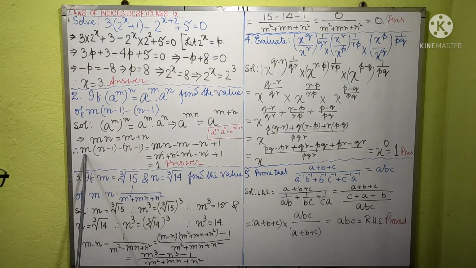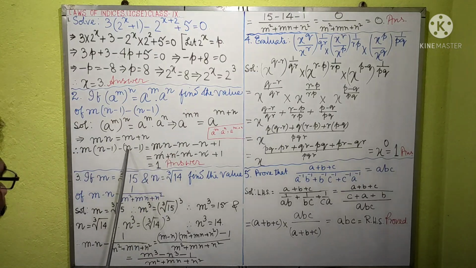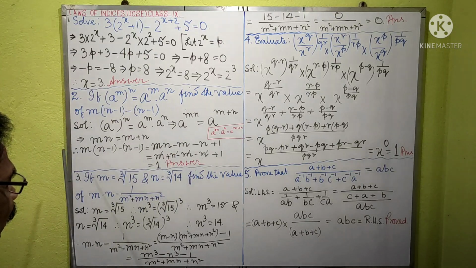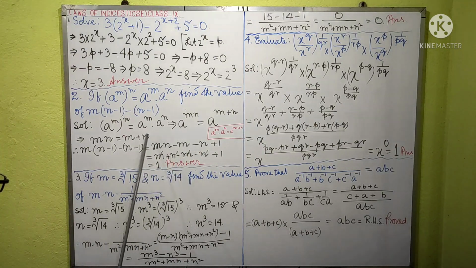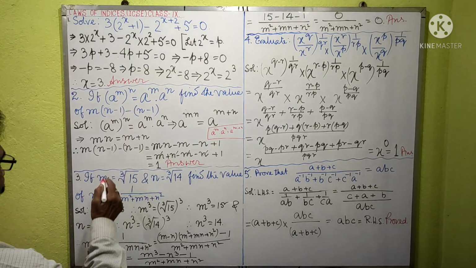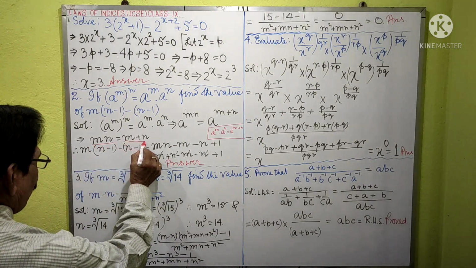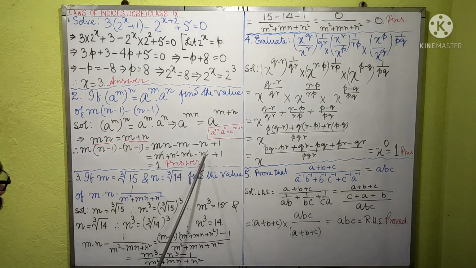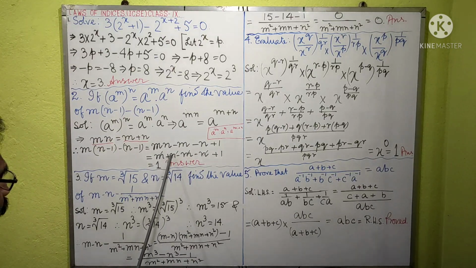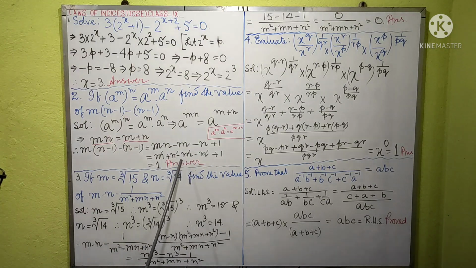Now m into n minus 1 minus n into n minus 1 equal to mn minus m minus n plus 1. Just see that mn equal to m plus n, so it is m plus n minus m minus n plus 1. This m and this m will cancel out, and this n and this n will cancel out. So the answer is only 1.